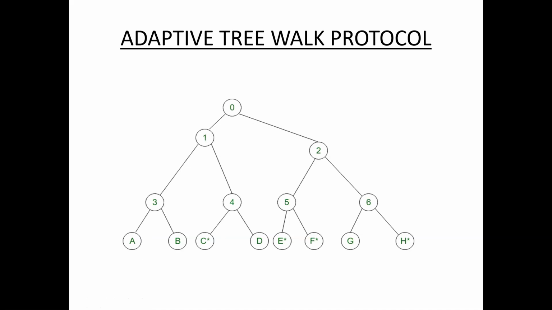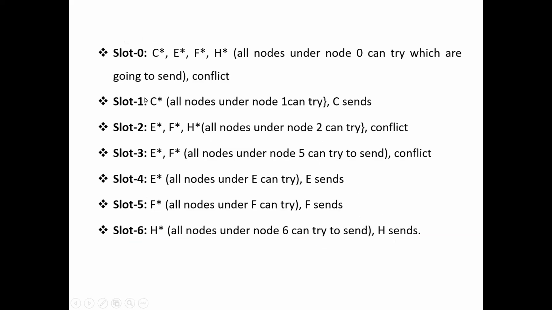So slot 1 is A, B, C, D. Out of A, B, C, D, only C has to send the data. So there is no conflict. Only one station has to send the data. So C sends. There is no conflict here. Slot 1, C sends.